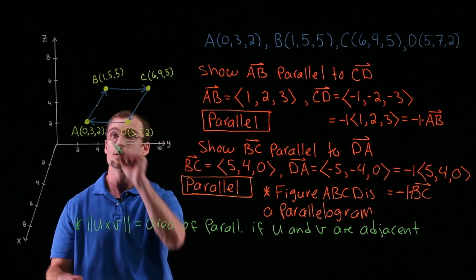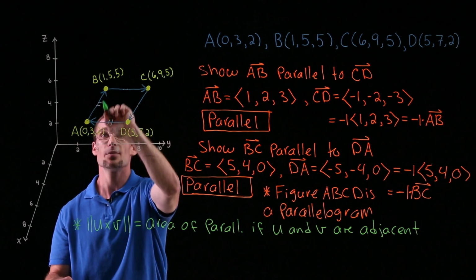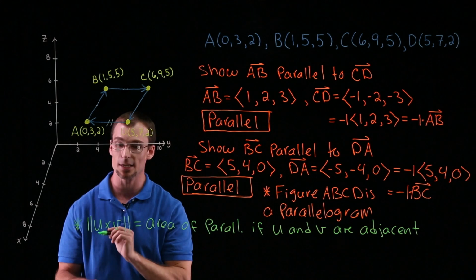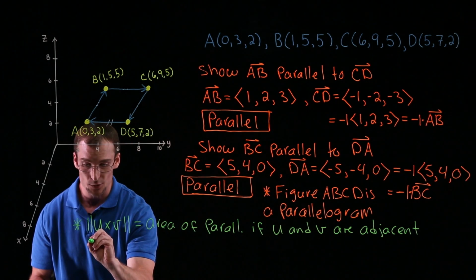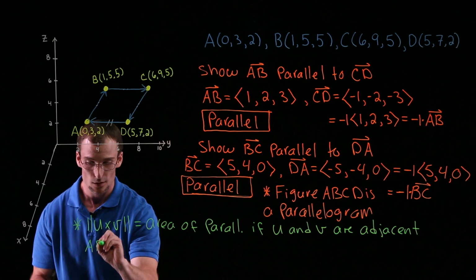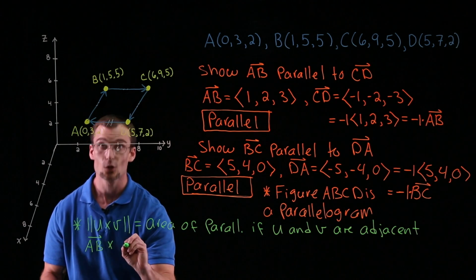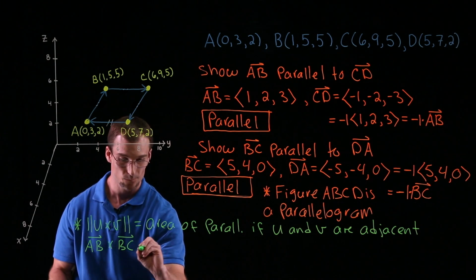So for adjacent sides, meaning sides that share a common point, we can take, say, the side from A to B and B to C. Again, you can take any sides that you want that are adjacent, but we'll take those. So first we're going to find the cross product. So we want a cross product of our vectors from A to B, cross with our vector from B to C.